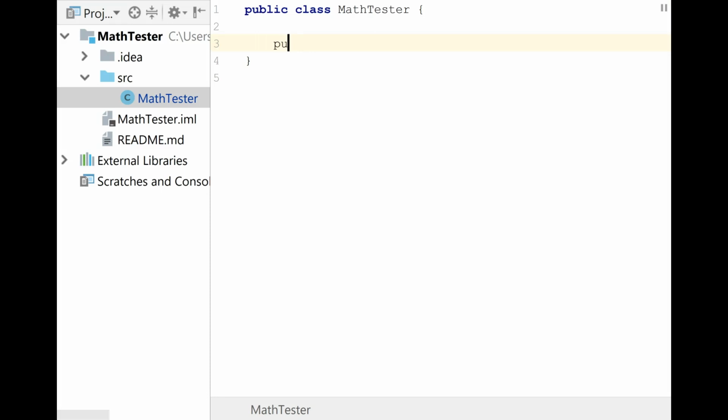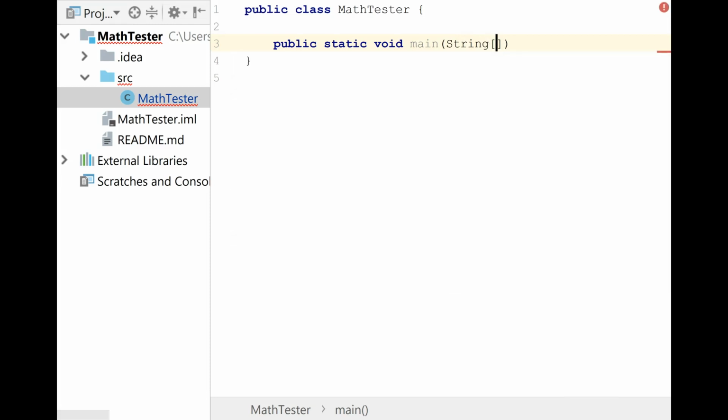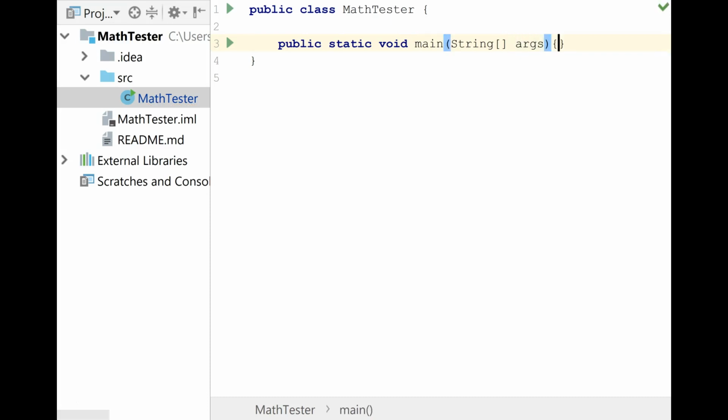We're going to go public static void main lowercase, put a parentheses, I type String, left square bracket, right square bracket, args, and then I finish it off with a set of curly braces. That is my main method. I have to have at least one in my program. So wherever it is, I have to have at least just one.